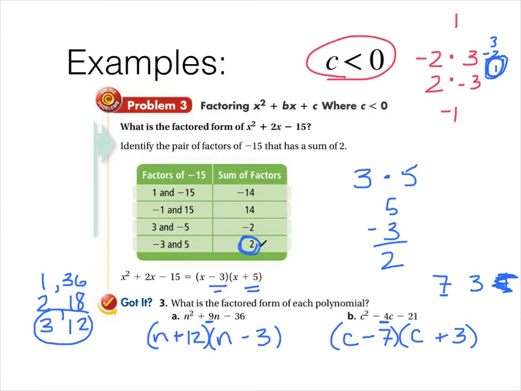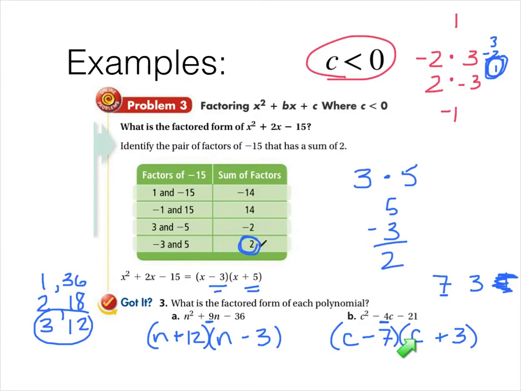All right. So n times n squared. N times minus 3, minus 3n. 12 times n, plus 12n. Minus 3 plus 12, positive 9. Positive 12 times negative 3, negative 36. Check. We've got that one right.